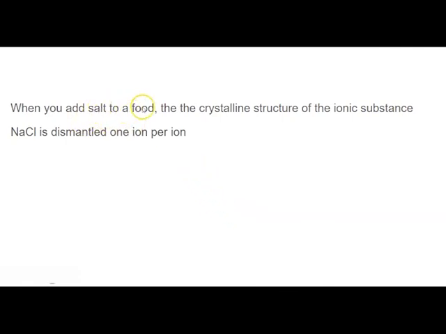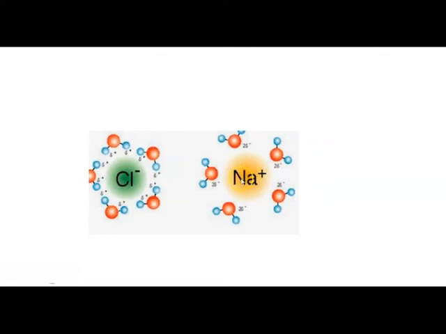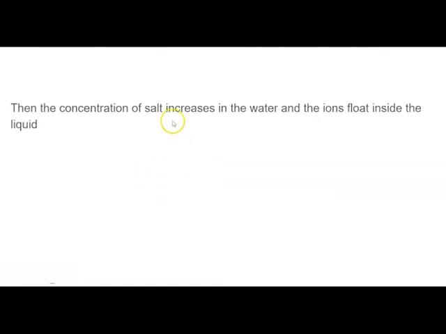When you add salt to the food, the crystalline structure of the ionic substance, NaCl, is dismantled ion per ion. You see? And they come here to the salt in green and dismantle it. And it becomes like this. And it floats in the molecule. So the concentration of salt increases in the water. And the ions float inside the liquid.